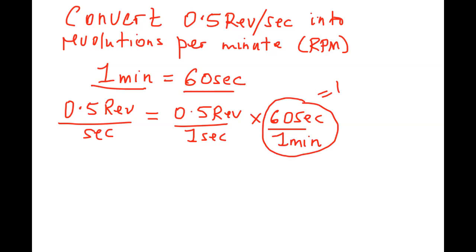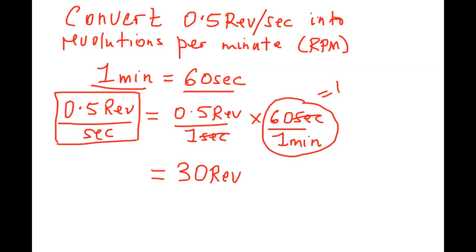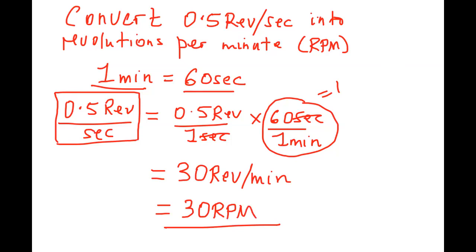So we are not changing anything to this quantity here. We are just multiplying it by 1. So multiply 60 seconds divided by 1 minute. And the hope is that the seconds here will cancel with the seconds here, and you remain with revolutions per minute. So when you do this, you end up with 30 revolutions per minute. Sometimes we just write this as 30 RPM, 30 revolutions per minute.